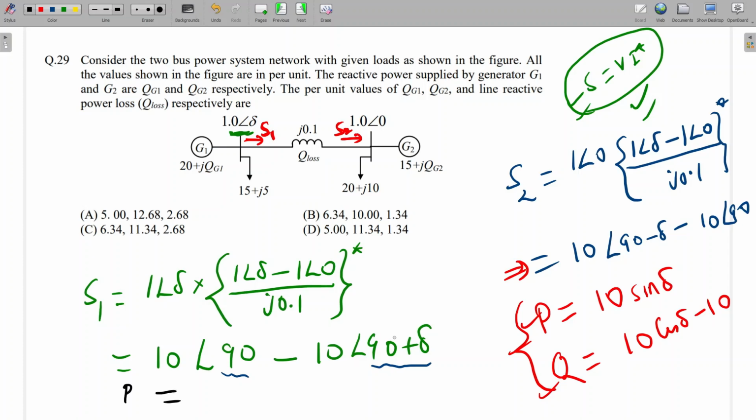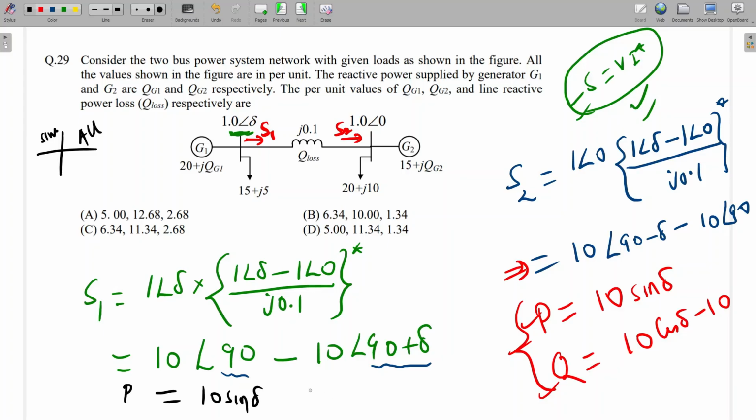P will be, we take cosine. Minus 10 sine delta. So cos 90 plus delta will be minus sine. Here all will be positive sine. So cos 90 plus delta means that will be minus sine delta. Plus 10 sine delta. So the final answer P will be equal to plus 10 sine delta.